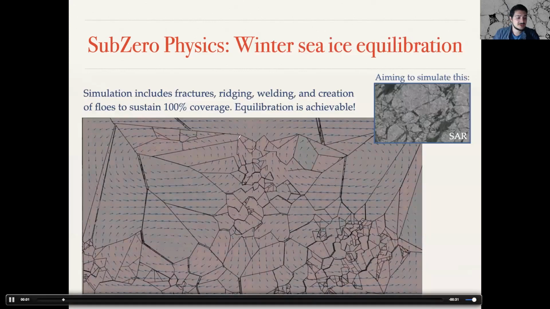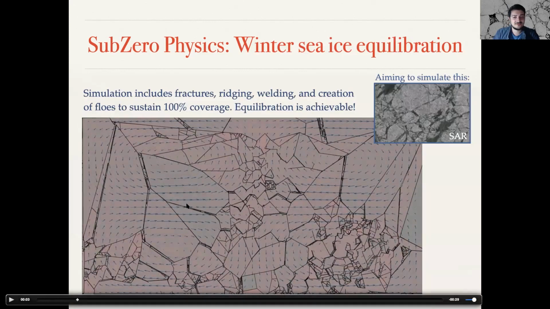So now, just for the gemstone of this whole SubZero simulation, I want to show that the winter simulation can be done. And this is a big question mark, right? We created some sort of bizarre model of interactions between the polygons, and we call it the ice model. We hope that all the parameterization we brought in is somewhat representative of true sea ice.